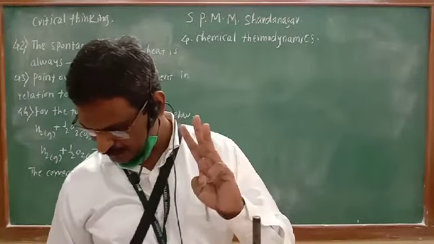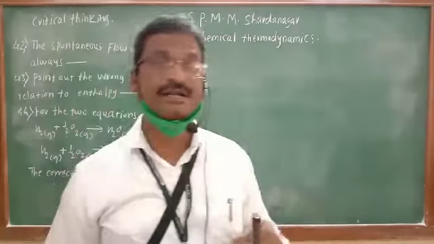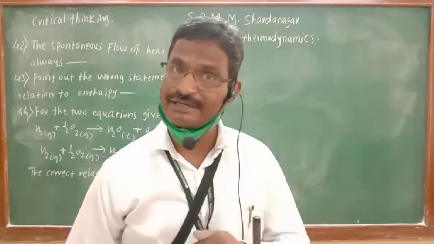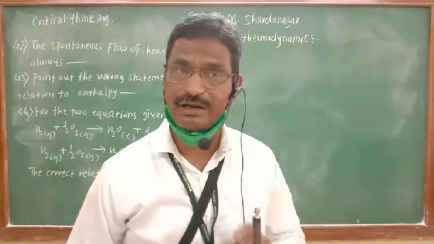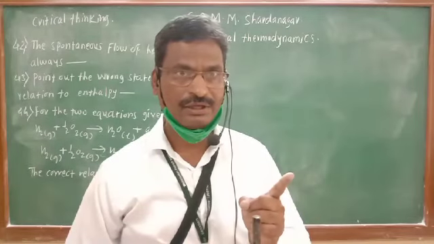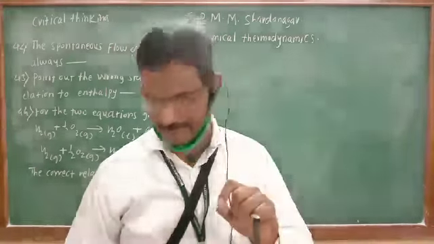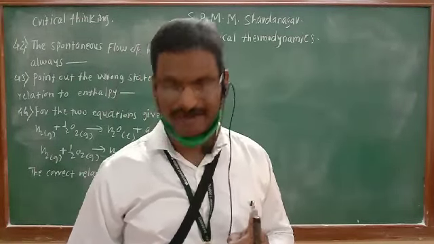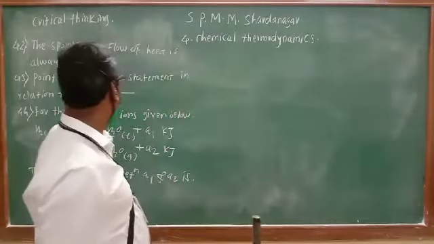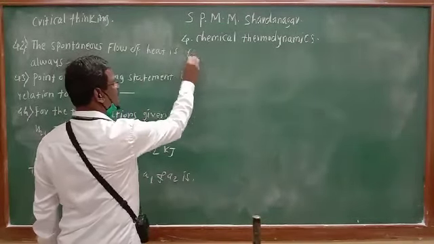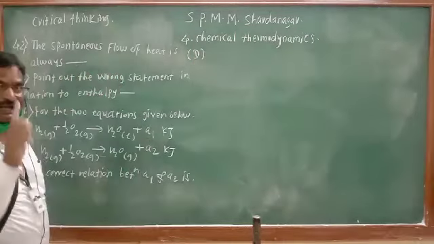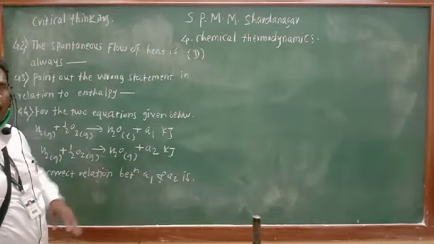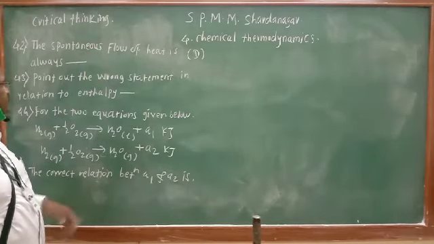Third option, unidirectional from lower temperature to higher temperature. Flow of heat takes place from lower temperature to higher temperature. Now they are telling, is it possible? No. It takes place from higher temperature to lower temperature. And last option is unidirectional from higher to lower temperature. So that is the correct option. Flow of heat always takes place in a spontaneous manner, unidirectional manner, in only one direction from higher temperature to lower temperature. That is the second law of thermodynamics.